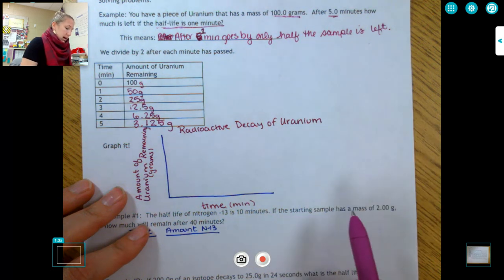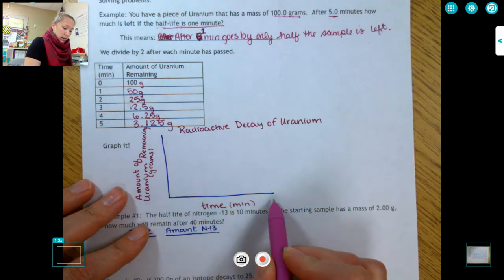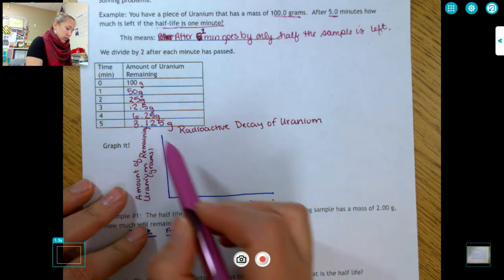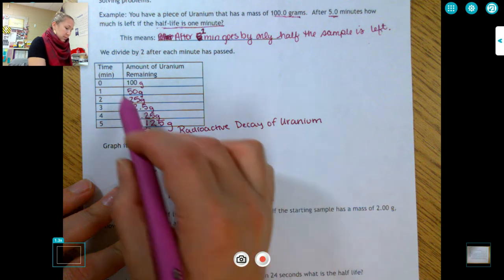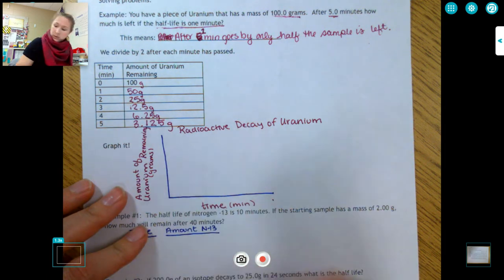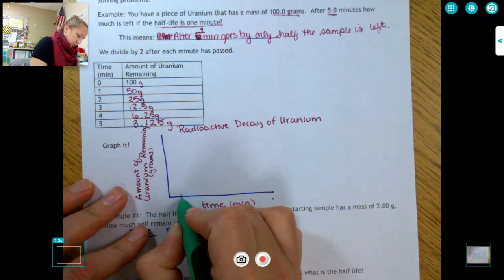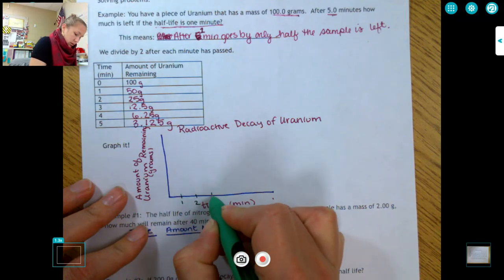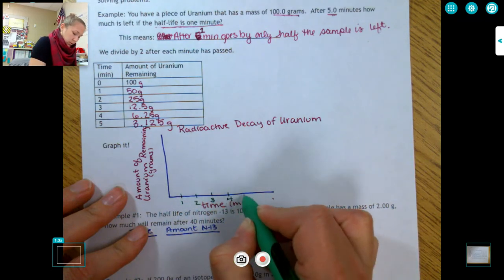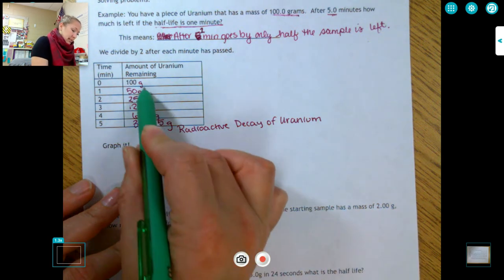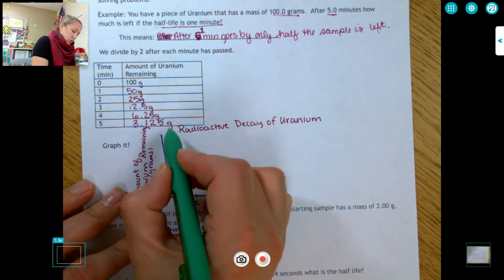Okay. We need to draw our lines for time and our amount. Time, we want the last time to be 5, and we go up by a minute each time. So we'll have, I'm going to switch colors here. We have 1, 2, 3, 4, 5. And then we know that we want the highest amount to be 100.